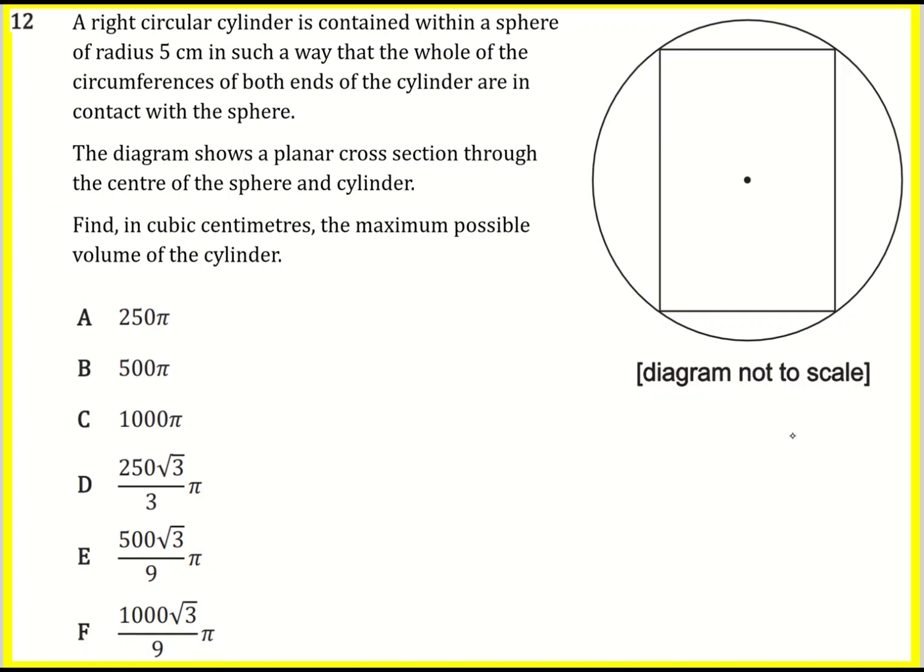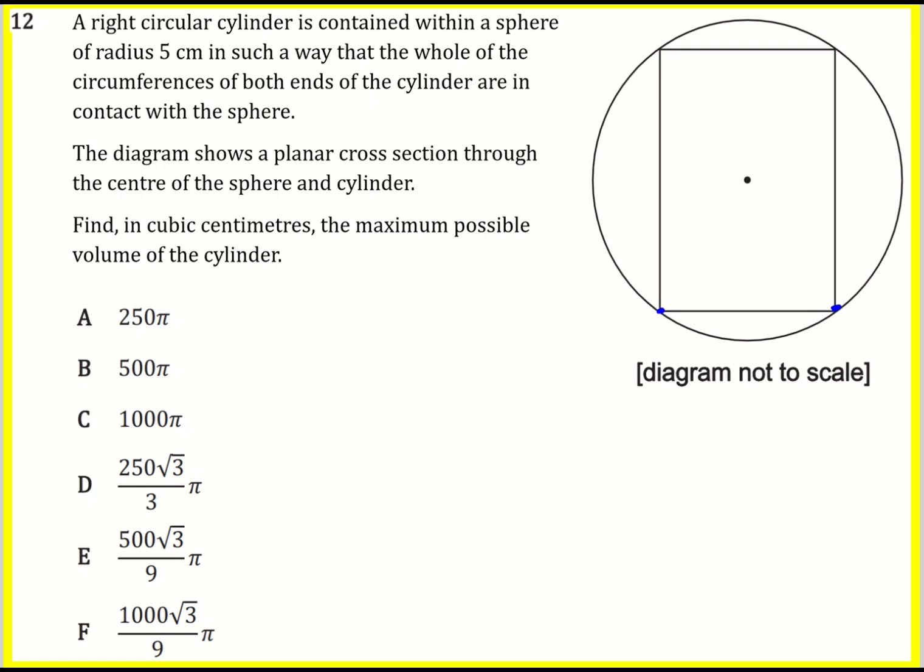A right circular cylinder, all that means is it's a cylinder that goes vertically up. It's not a cylinder like that. That is technically a cylinder. And it's contained within a sphere of radius 5 centimeters in such a way that the whole of the circumferences of both ends of the cylinder are in contact with the sphere. Like here, here, and as it goes around.